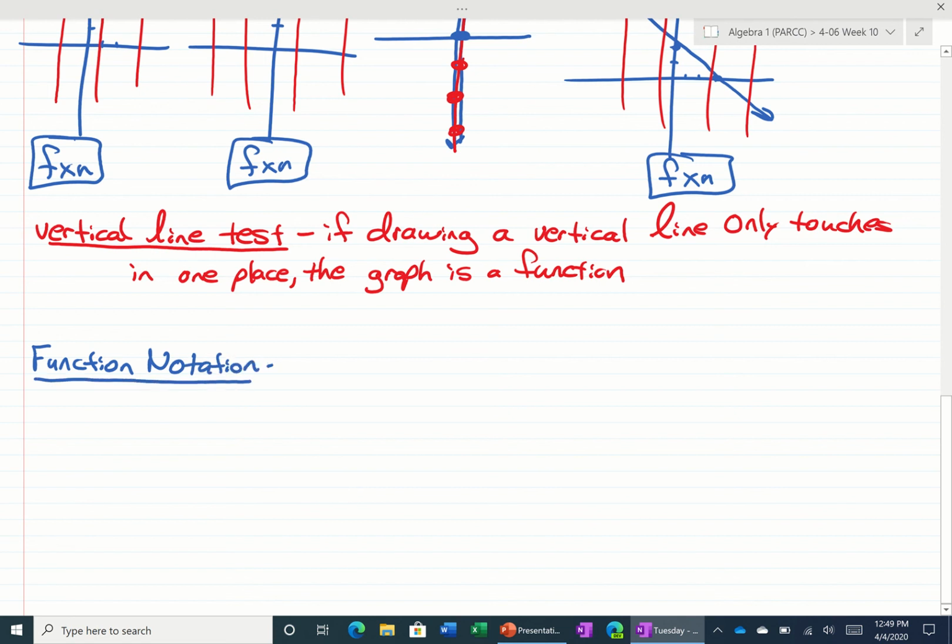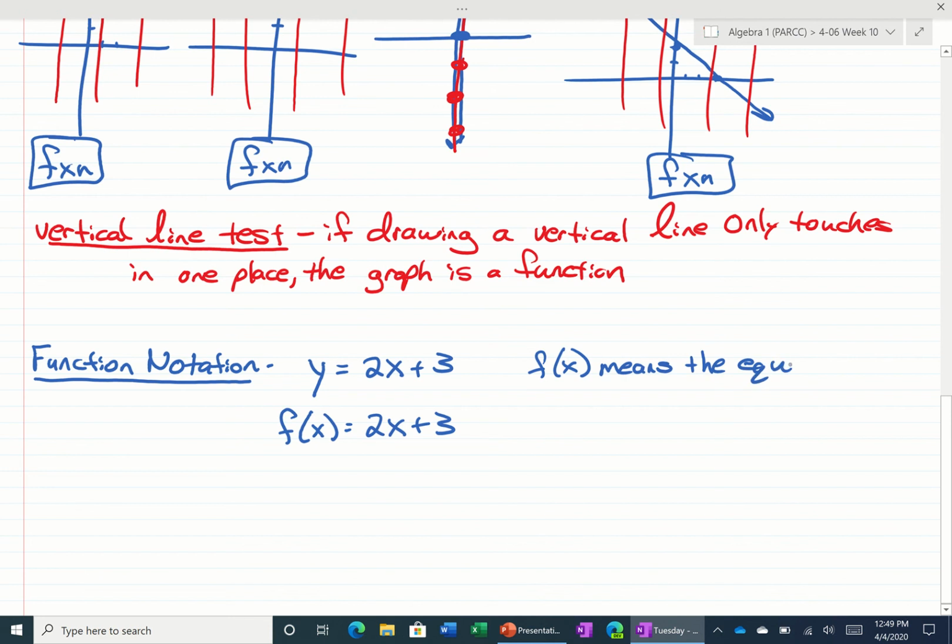And what function notation means is instead of saying y is equal to 2x plus 3, we could say f of x is equal to 2x plus 3. F of x and y mean the same thing. The only difference is that f of x means the equation is a function.